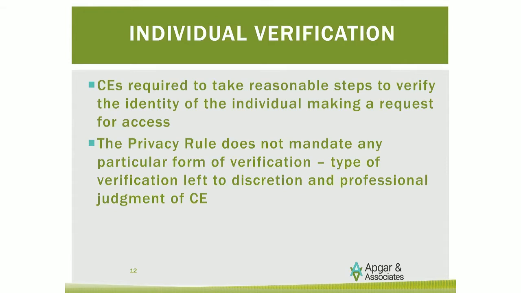Now, covered entities need to take reasonable steps to verify the identity of the individual. They need to make that effort to say, okay, you're standing in front of me, show me photo ID. You're on the phone, I'm going to ask you some questions about your address, your birth date, maybe the last four of your social security number, so I can validate who that individual is on the other end of the line or who's standing in front of me. The privacy rule doesn't mandate any specific form of verification. In other words, it's left up to the judgment and discretion of the covered entity.